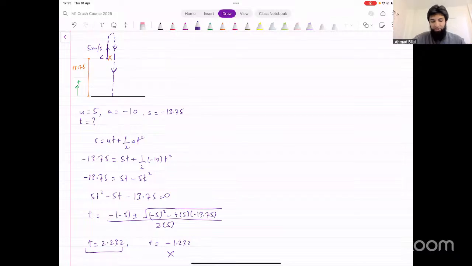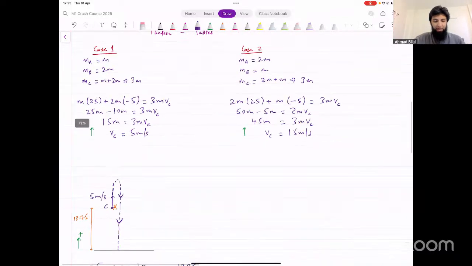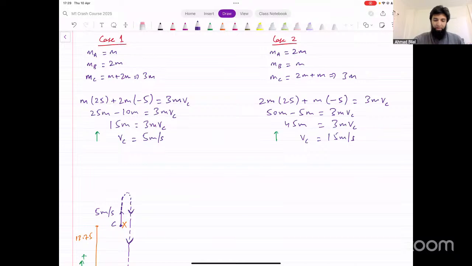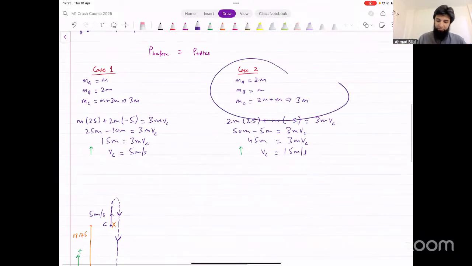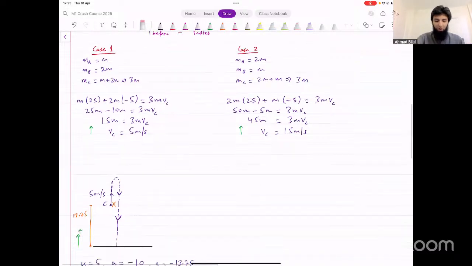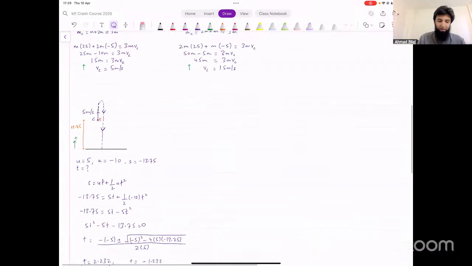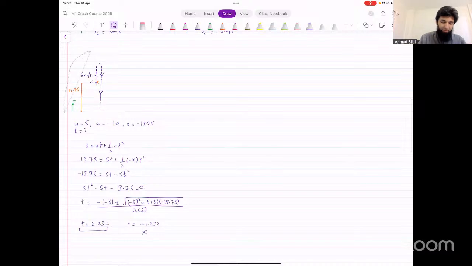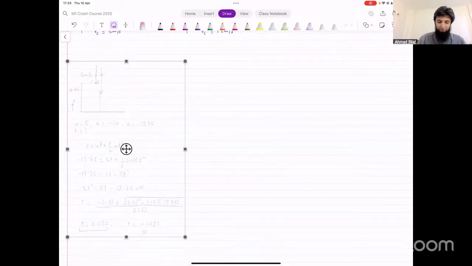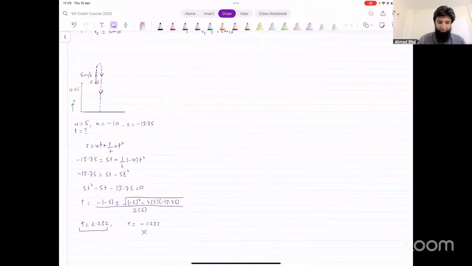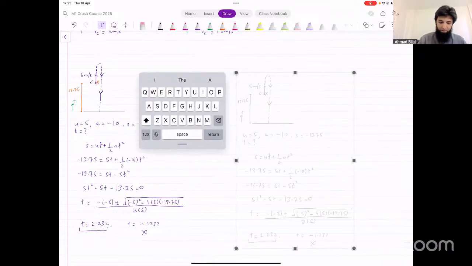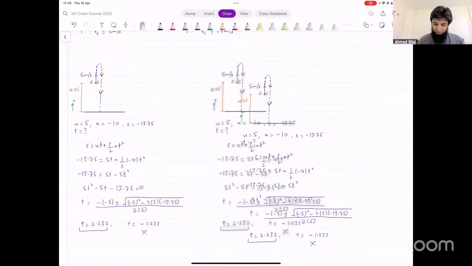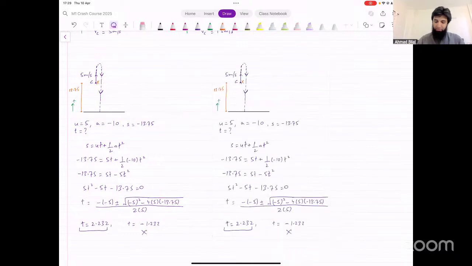Now, this is just for one case, in which mass of B was twice the mass of A. Now we do exactly the same thing for the second case as well. So we have to do all of that all over again for the second case. What I'll do is I'll just copy this, which unfortunately you cannot do in your exam. So you have to do this working. This is the second case.